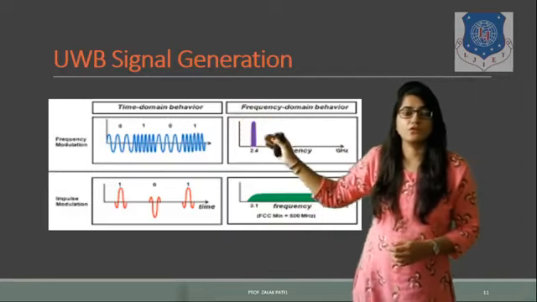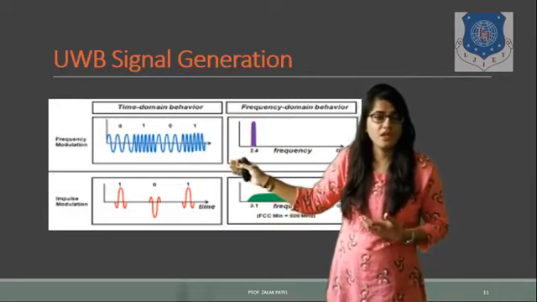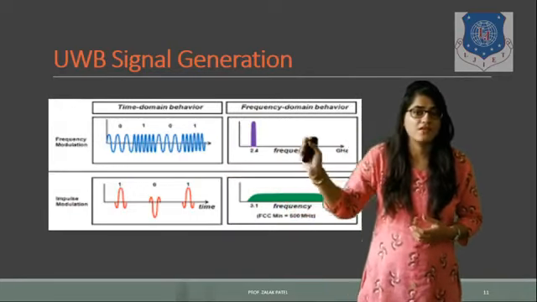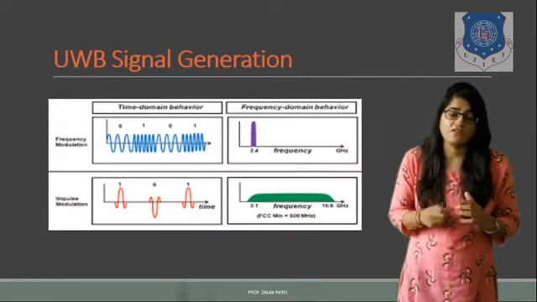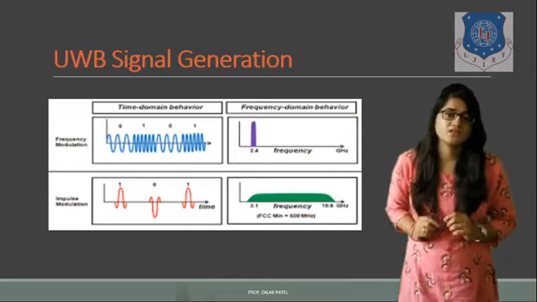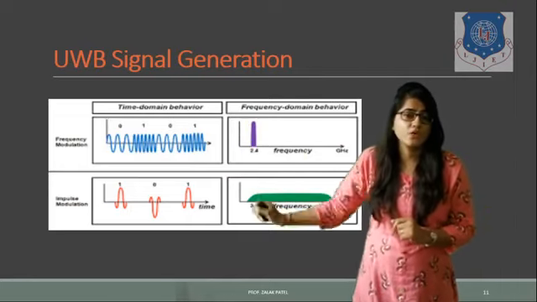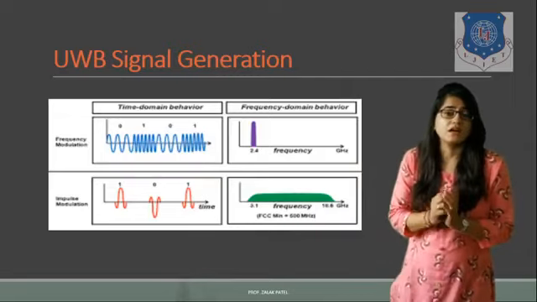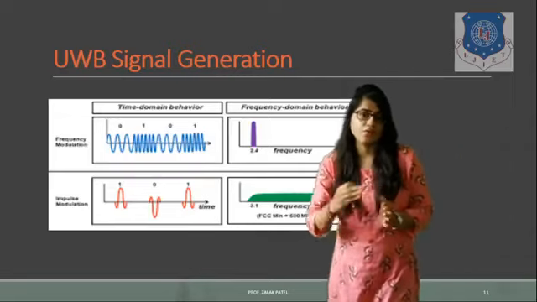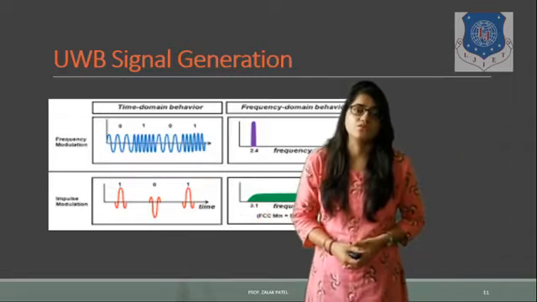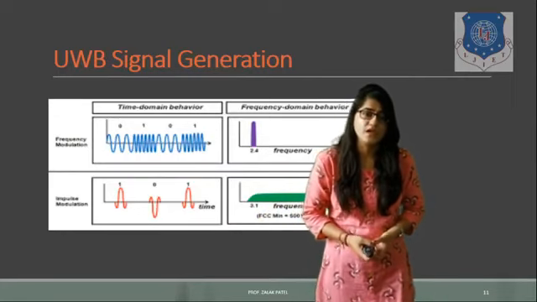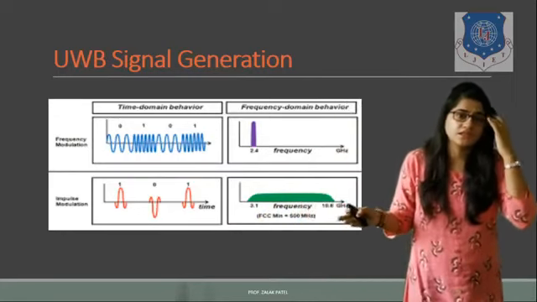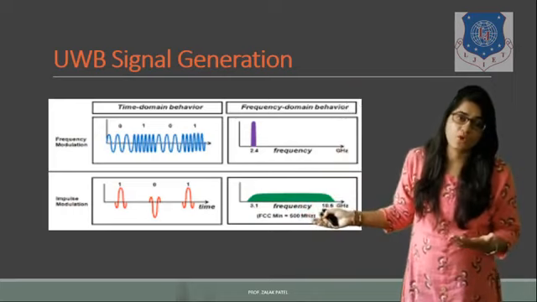So here you can see that for the time domain behavior, the signal is given, and in the frequency domain only one tick is generated, that is at the 2.4 GHz frequency. It means the ultra wideband signal can be narrowed and then transferred by using the ultra wideband UWB technology. You can also see the same result by using the in-phase modulation.